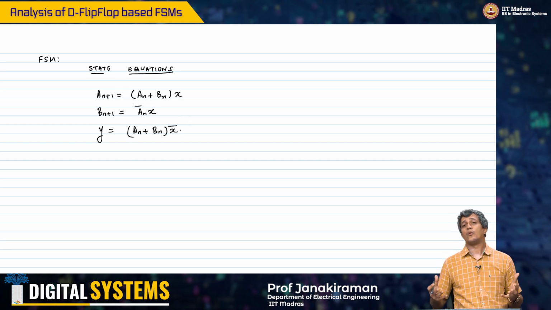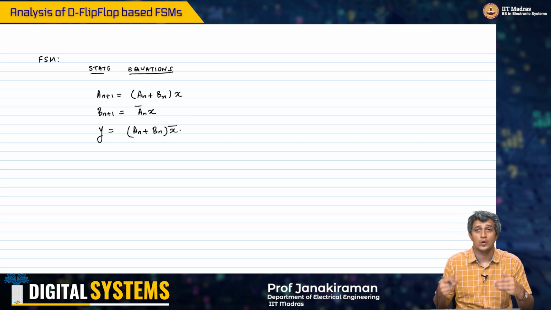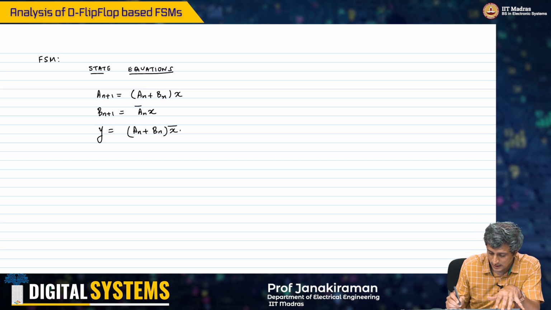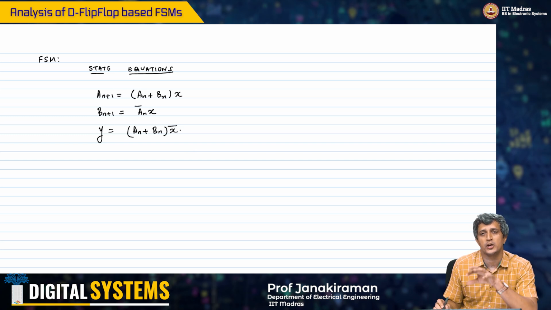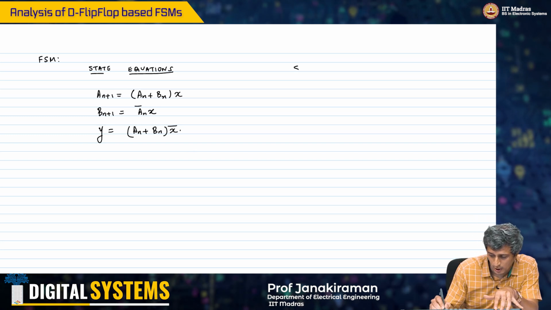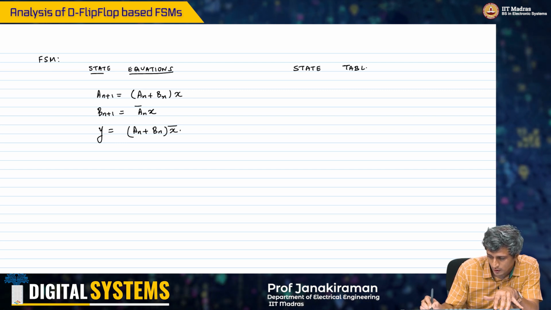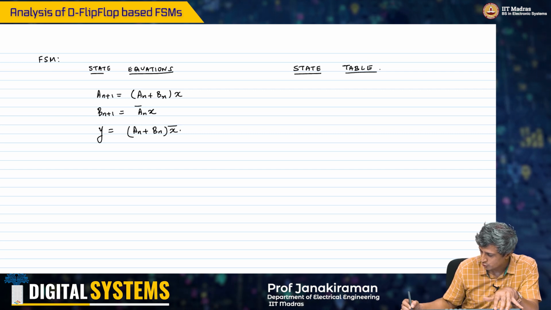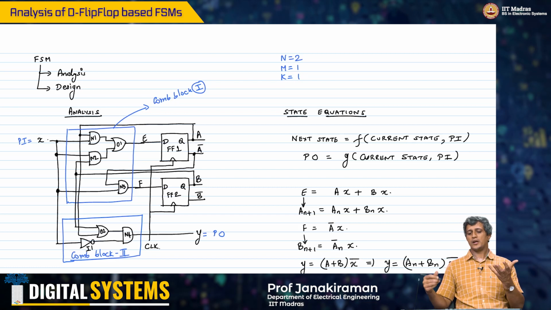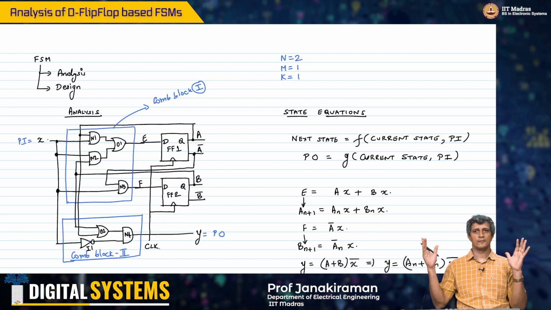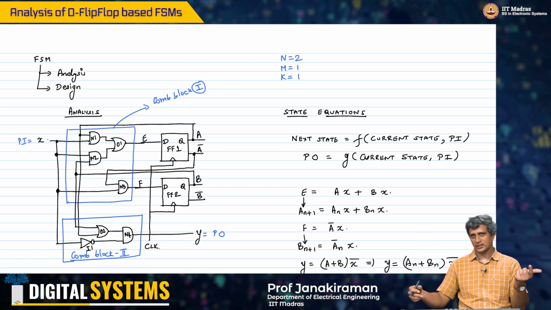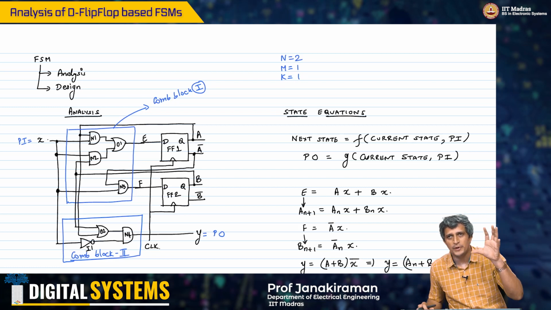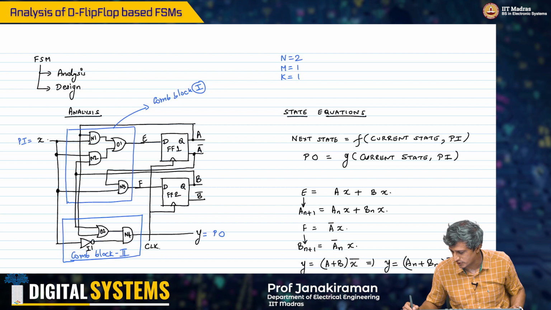Now what we can do is also define what is known as a state table. You can capture this FSM using a state equation, or you can capture it using a state table. For a state table, all you have to worry about is combinational block 1. How many inputs does it have? It has 3 inputs, A n, B n and X, and you just need to define the behavior for all possible combinations of these.